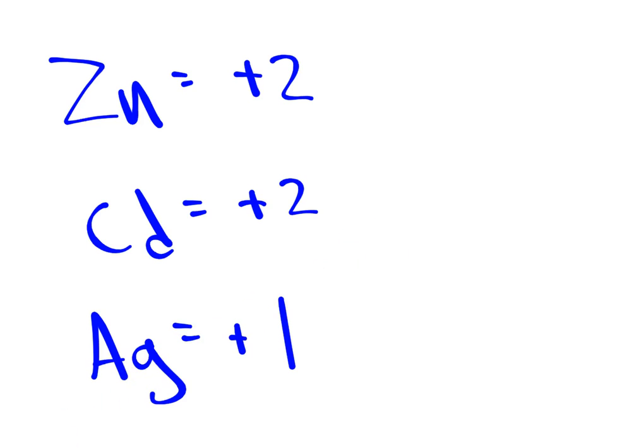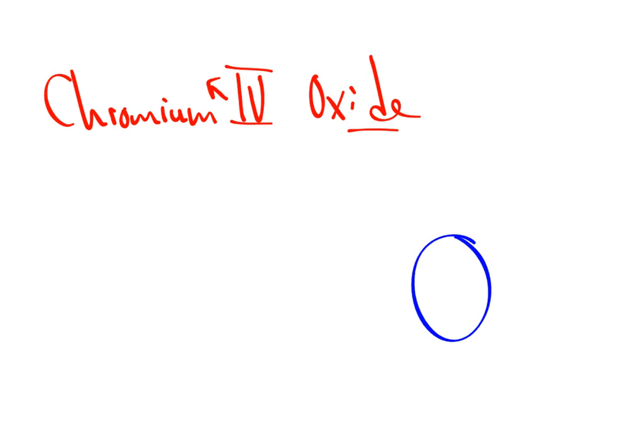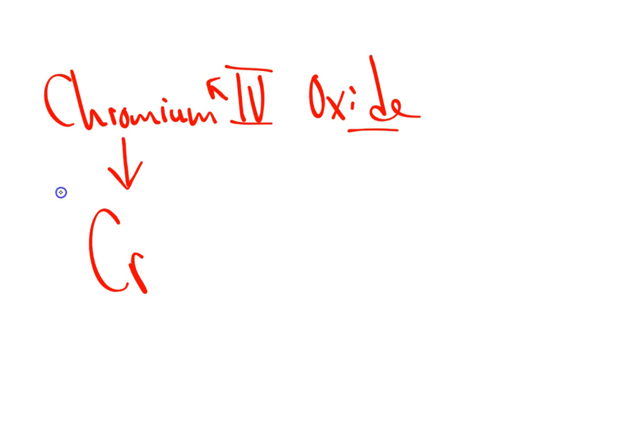All right, so chromium 4 oxide. Give this a shot. This one I ask on purpose because it has one little trick at the end. I'll give you 1 minute to do this. All right, here we go. Back with me. So chromium is what symbol? Cr. What does this Roman numeral mean? It means it's a 4. That's what it means. Makes it easier, huh?